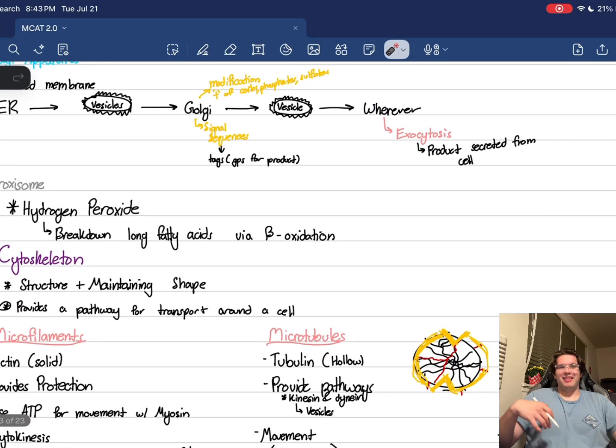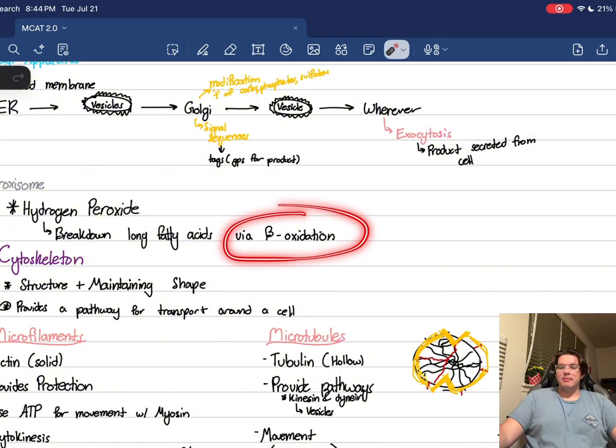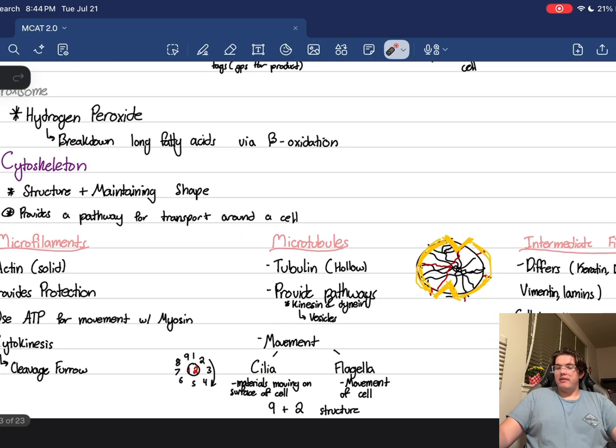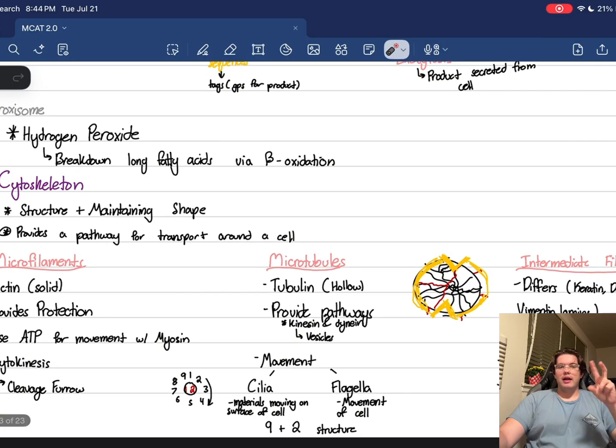Peroxisome, basically the lysosome, but it uses hydrogen peroxide, and it breaks down these long fatty acids, which we'll probably talk about in, I'm assuming, biochem, which are just basically long carbon chains, lipids, everything like that. And it does it via beta oxidation. Once again, we'll probably talk about that more in biochem. And then finally, our last organelle is the cytoskeleton.